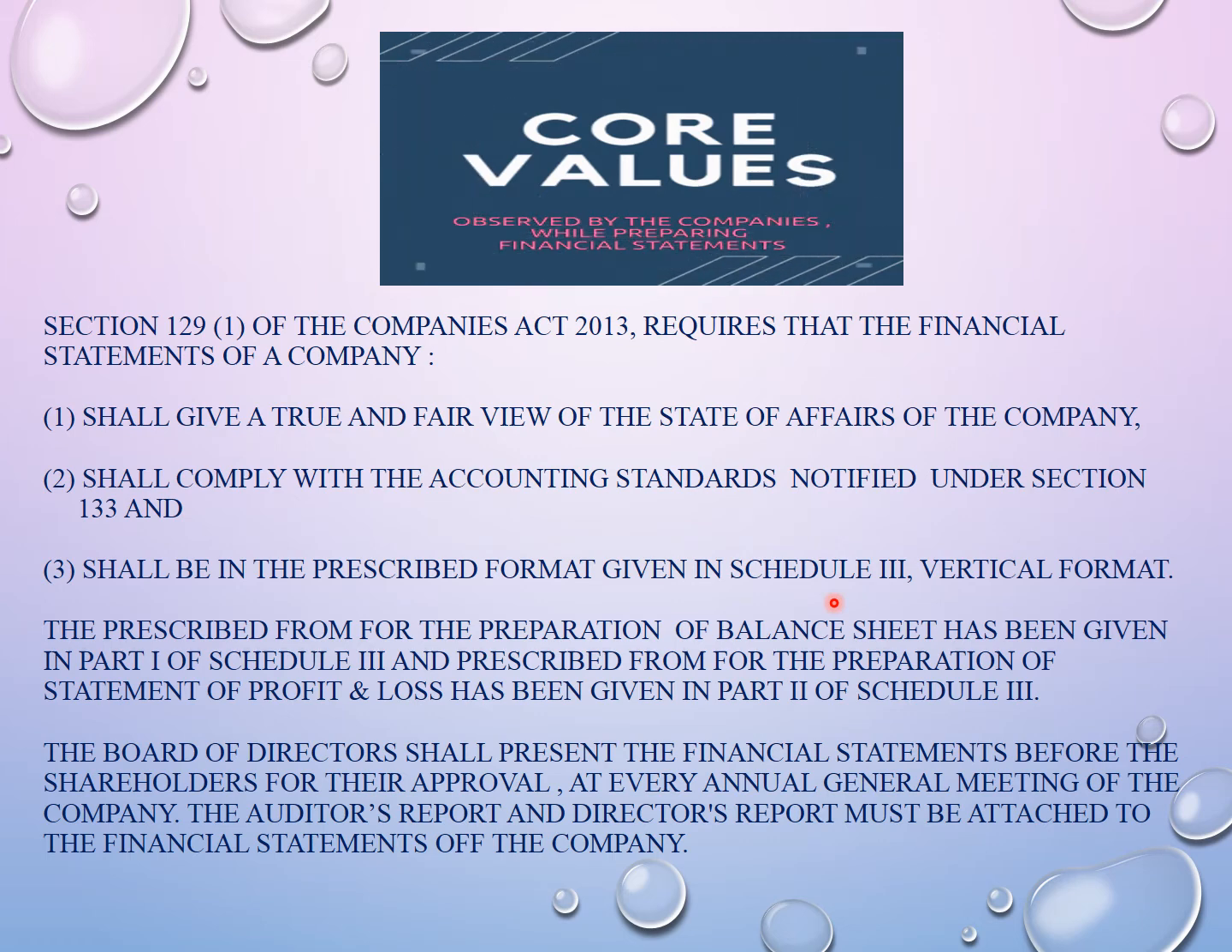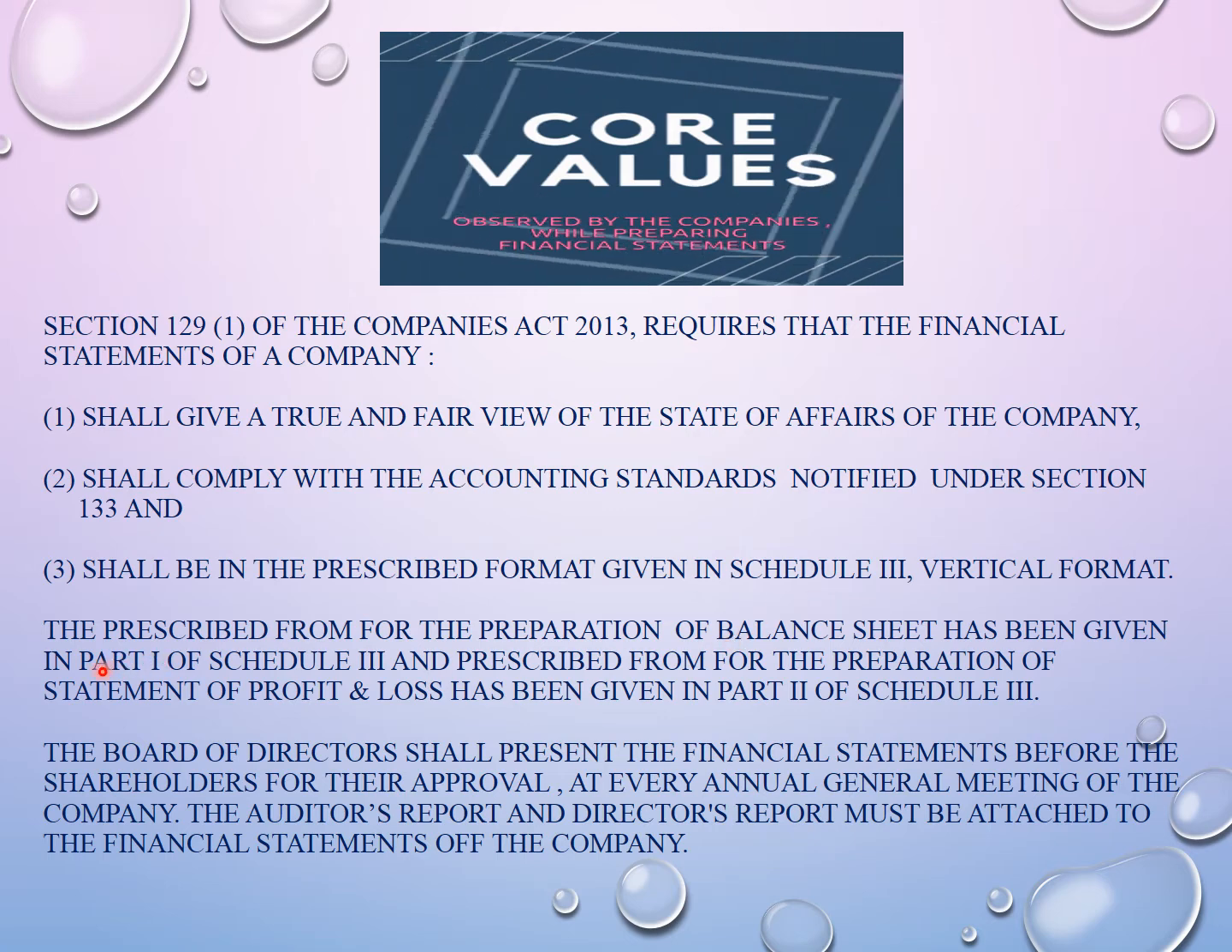Second column of the balance sheet according to vertical format is note numbers. Third column is current year value of assets and liabilities, and in the fourth column we have to show previous year values of assets and liabilities. For preparing the balance sheet according to Schedule 3, we have to follow Part 1.